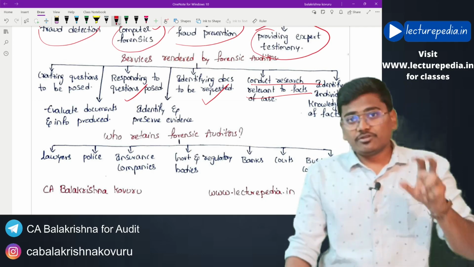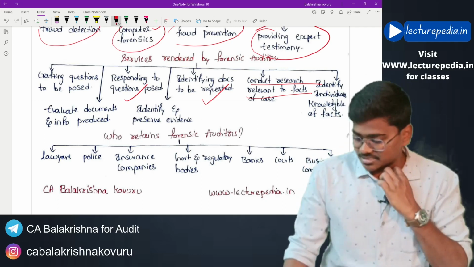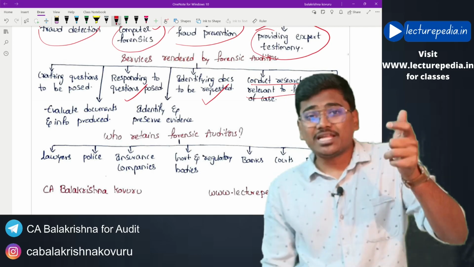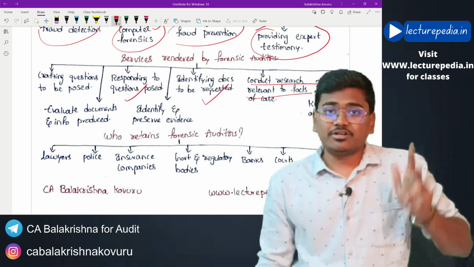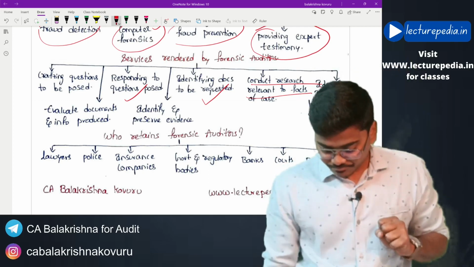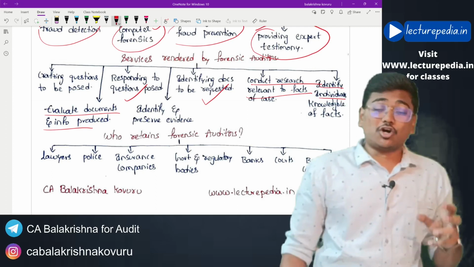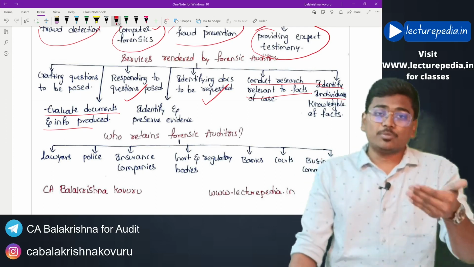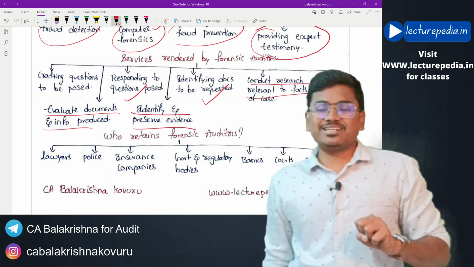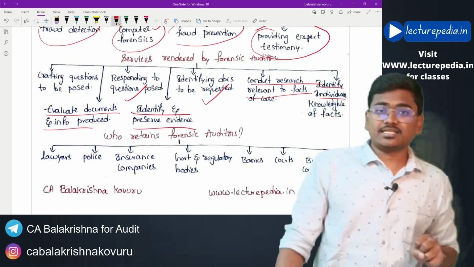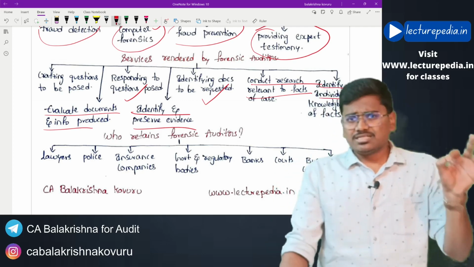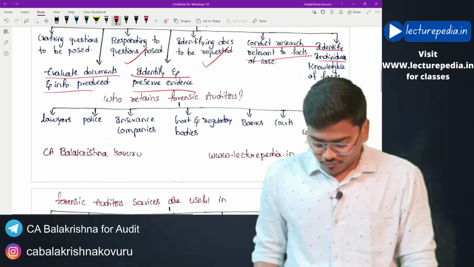Then he will conduct research which is relevant to the facts of the case. Okay, he will identify individuals who have knowledge of the facts that are relevant to this fraud. He will evaluate documents and information that have been produced to him, and finally he will identify and preserve the evidence that he has collected during this forensic audit process. So these services will be provided by a forensic auditor.